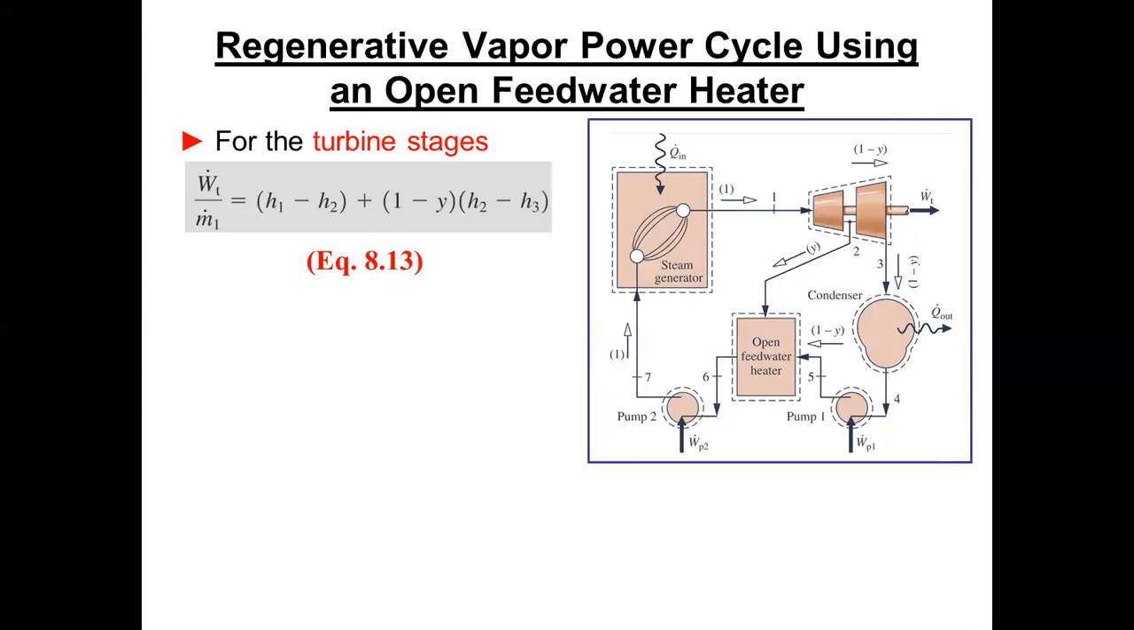So the total turbine work, and we scale that turbine work per unit mass of the main steam at 1, m1. If you want the total turbine work, you just multiply that equation through by m1, and that gives you the absolute value of the total work. This is going to give us the work per unit mass entering out of the boiler or into the high pressure turbine, just by convention. And so we get h1 minus h2, but the 1 minus y accounts for the fact that we don't have all of the mass through the second section of the turbine.